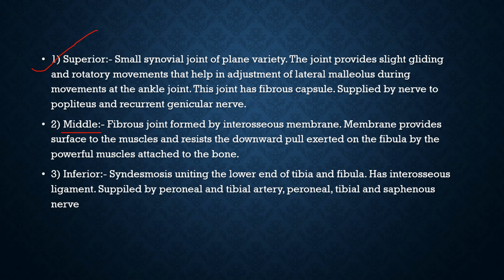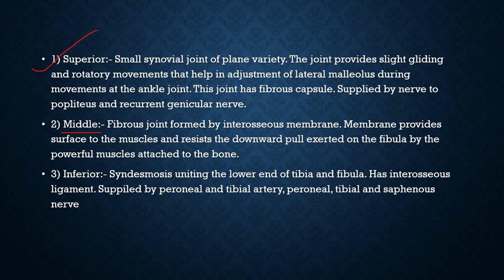So we'll see the relations now, very much important. Anteriorly, this middle tibiofibular joint's relations are tibialis anterior, extensor digitorum longus, extensor hallucis longus, peroneus tertius, anterior tibial vessel, and deep peroneal nerve. Likewise, posteriorly we have tibialis posterior and flexor hallucis longus. Nerve supply we have here is popliteus nerve.